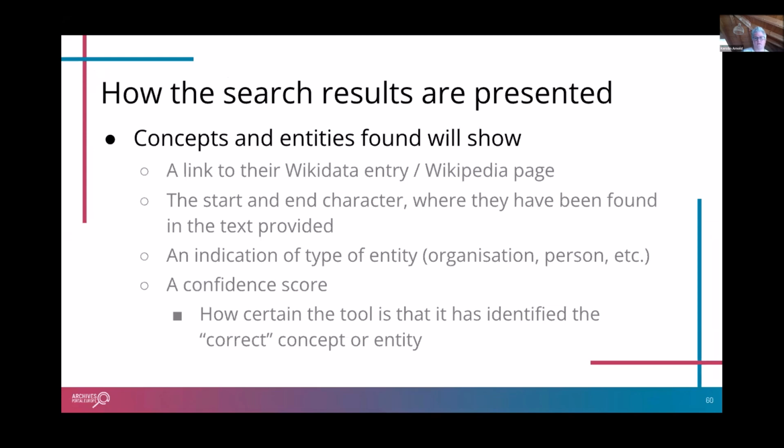And with the entities and next to the link, you will also see the start and end character. So that gives you the position of where this entity has been found in the text provided. An indication of the type of entity, so whether that entity is an organization, a person, a place, or something similar. And you will have a confidence score with regard again to how certain the tool is that it has identified the correct concept of an entity.